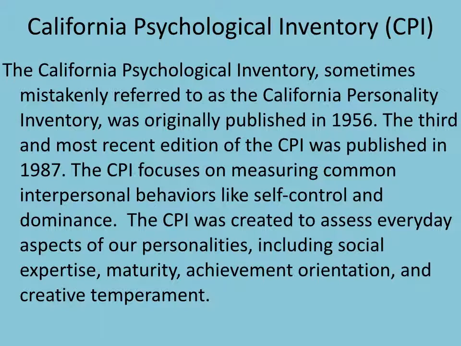And then finally, the last of your personality inventories is the CPI, or the California Psychological Inventory. It's created to assess the everyday aspects of our personality, mostly social expertise, how well we deal with others, maturity, achievement orientation, and creative temperament. What it is, it's really looking at our personality in regards to a social context, how well we deal with others. So as you can see, it's not a hard week, but it's a weird week. There's just a lot of abbreviations, and there's no real flow.